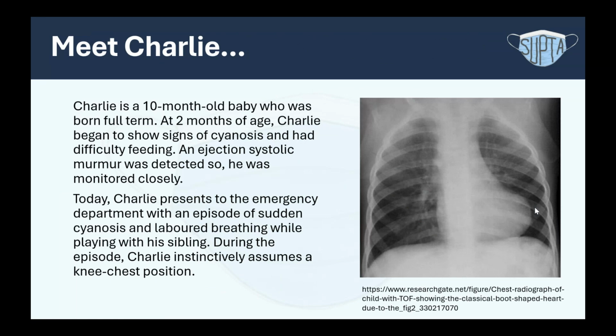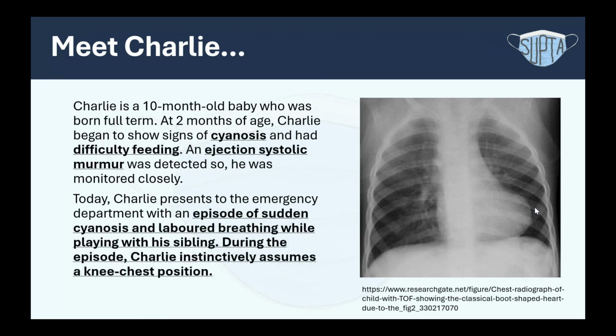Some responses. We've got cyanosis and poor feeding. Okay, I think for the sake of time, and knee chest position, that is correct. And those are all correct, and those are all different signs that all suggest that Charlie has tetralogy of Fallot.